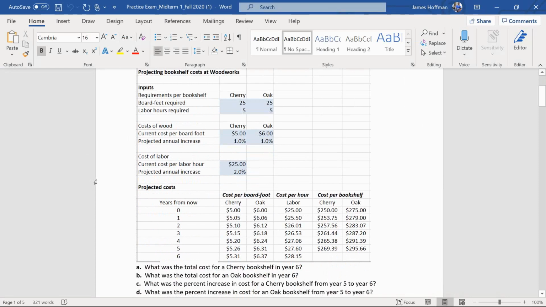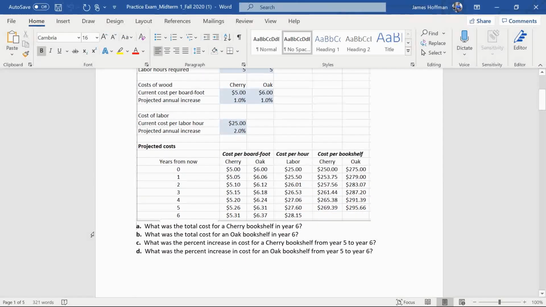Okay, so number 1, you've got a printout of something similar to what we did in the bookshelf cost one. This is the screen cap, and then you have some questions that go along with it to fill in some missing information. Part A, what was the total cost for a cherry bookshelf in year 6? So remember, you're trying to incorporate the 2 costs, the labor cost and the raw material cost.